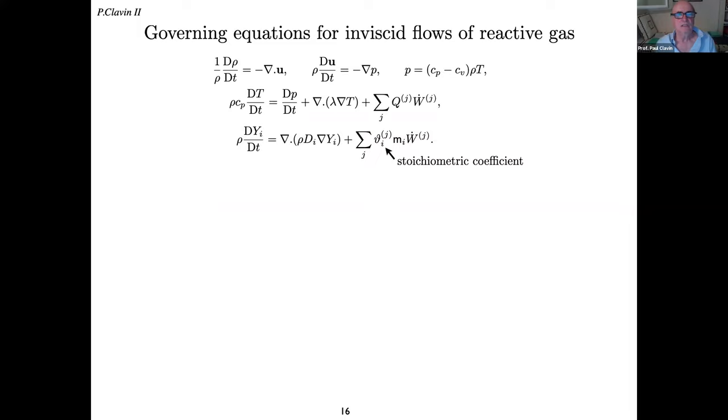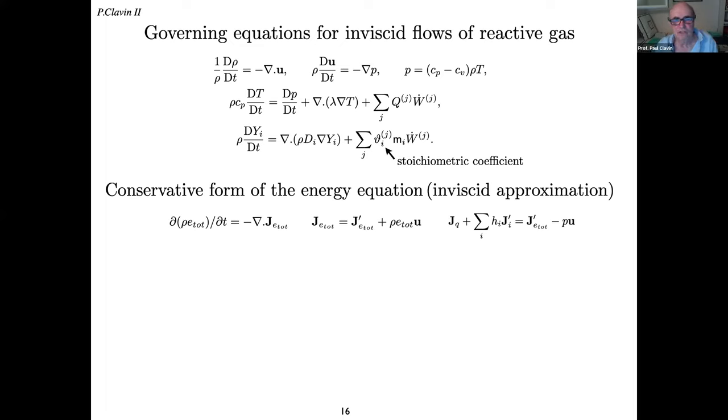Therefore, to summarize, the governing equations for inviscid flow of reactive gas are described by the continuity equation, the Euler equation, the ideal gas law, the thermal equation of the form that I just derived for you, and the conservation of mass of each species, where in both of these two equations appears the reaction rate of each reaction. Here it appears with the stoichiometric coefficient of reaction j. Here appears the heat release of this reaction. So these are the governing equations for an inviscid flow of reactive gas.